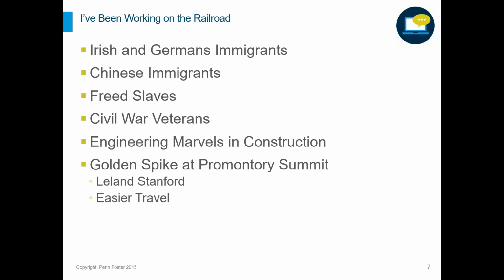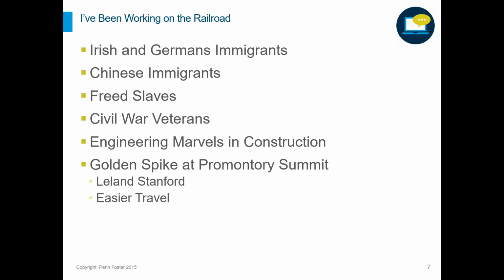It did come to an end. They were both successful. They met in Promontory Summit, Utah, where a golden spike was hammered in by the Central Pacific owner Leland Stanford, who would eventually become governor of the state of California.